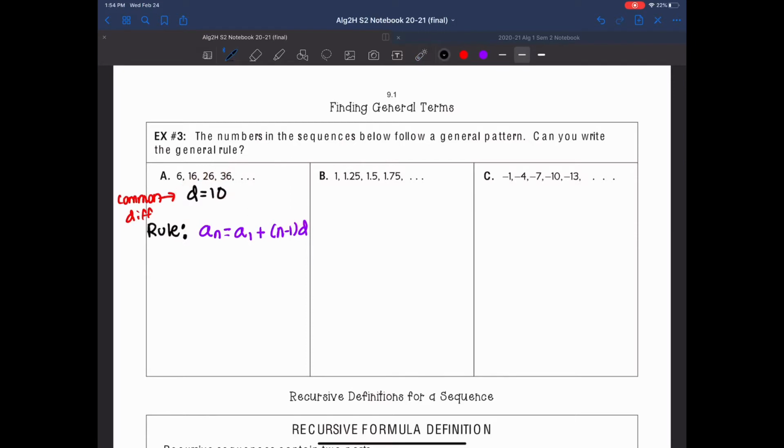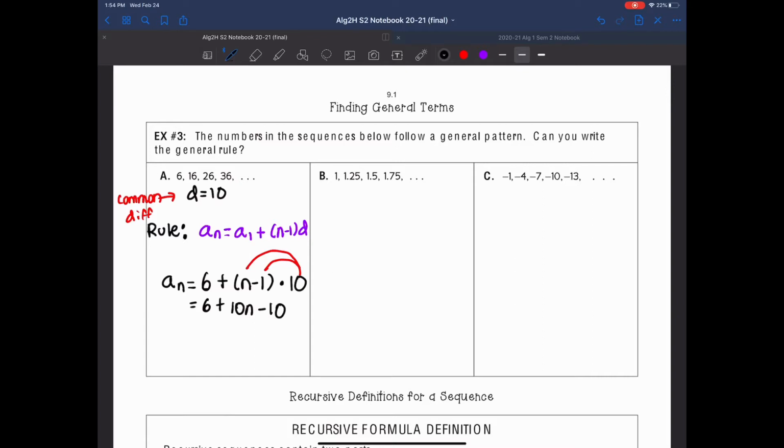So the rule of this sequence is going to be A sub n is equal to my first term. My first term here is 6, so I have 6 plus n minus 1 times D. Again, D is the common difference, which in our case here is 10. So now I just need to simplify it, and then I'm going to put my final answer in most simple form. So multiply the 10 to both terms inside the parentheses, and we're going to get 6 plus 10 times n is 10n. 10 times negative 1 is negative 10.